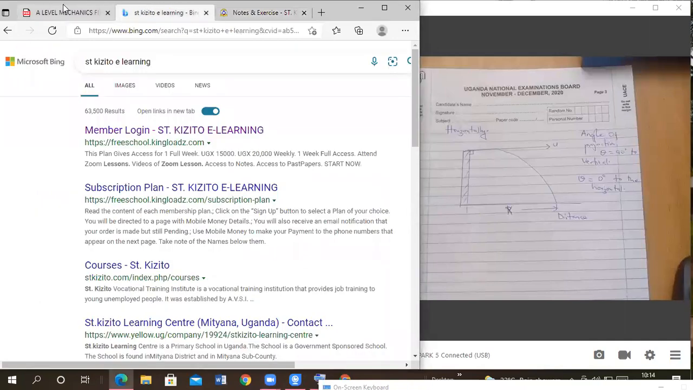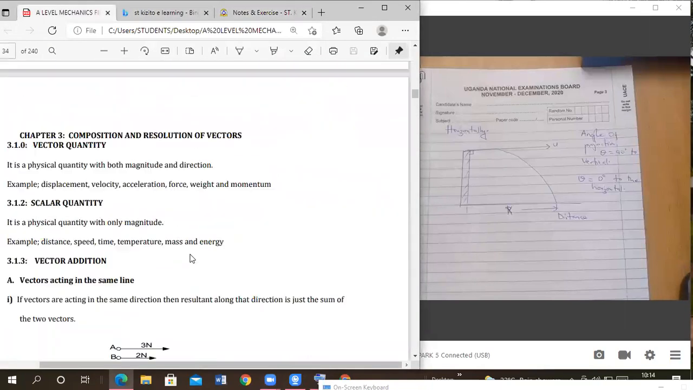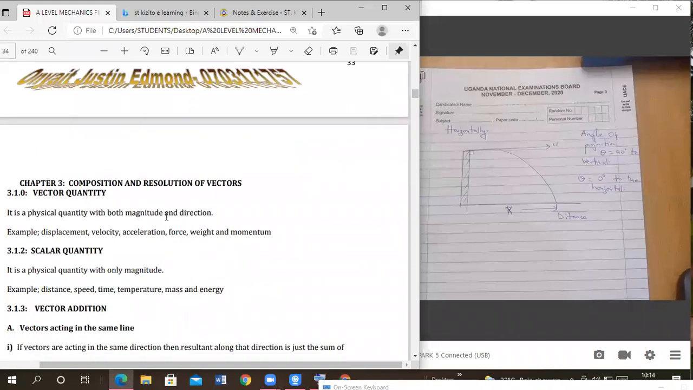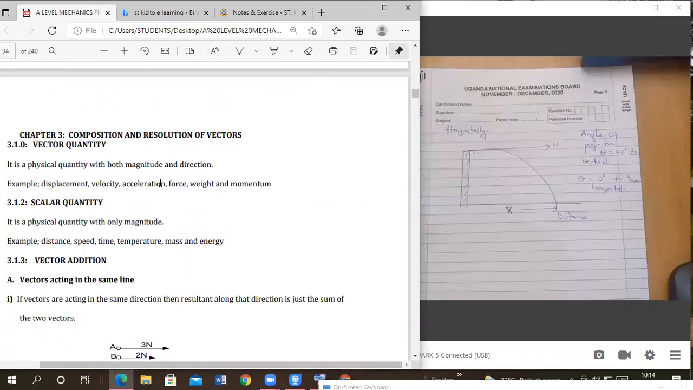So I think let's stop there. Next time when we meet, we shall look at vector and scalar quantities, composition and resolution of vectors. Now we're on chapter 3. Members, do you have any other question for me?